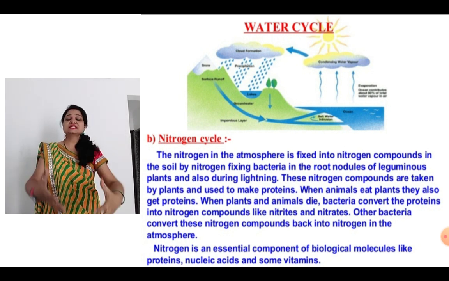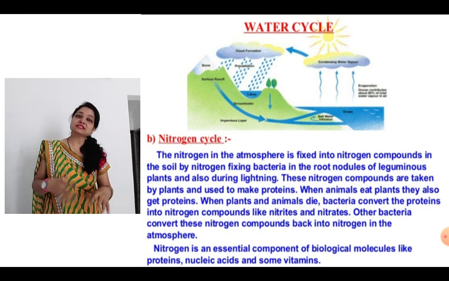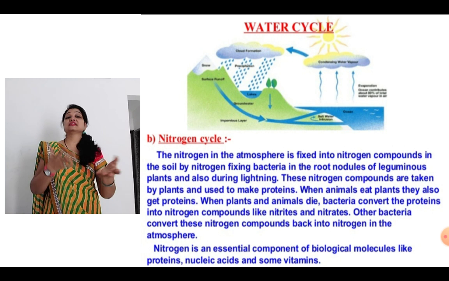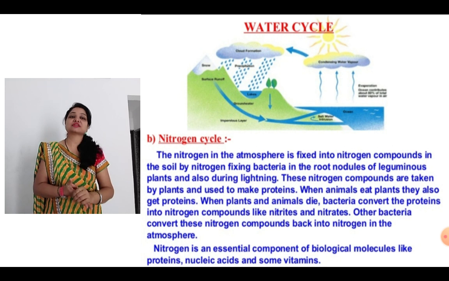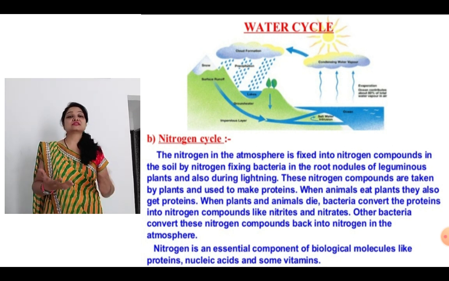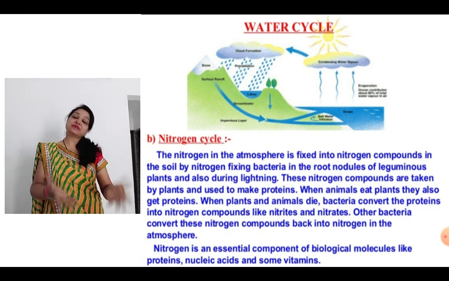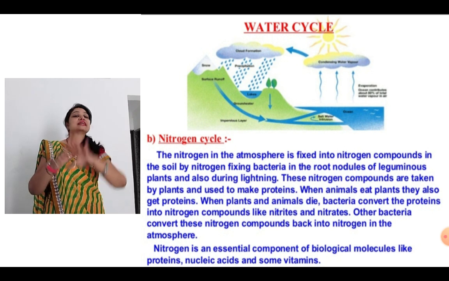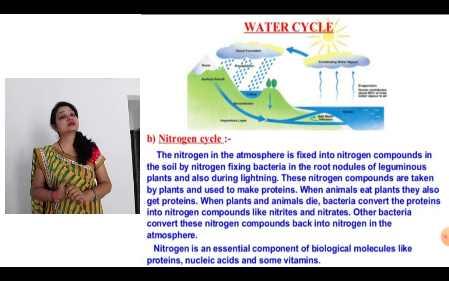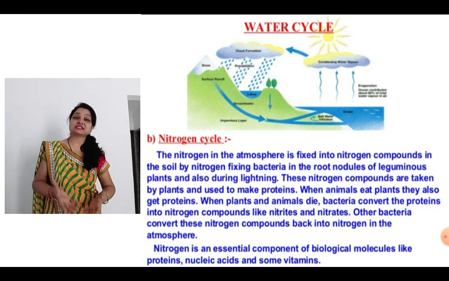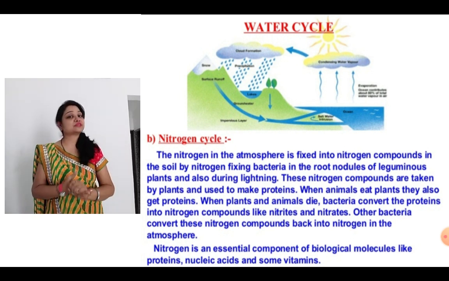Then these are taken up by plants and used to make proteins. When the animals eat these plants, they get the proteins and they convert the proteins into nitrogen compounds again, like nitrites and nitrates. You know the nitrogen compounds. Other bacteria also convert these nitrogen compounds back into the atmosphere when the animal dies. Like this, the nitrogen cycle continues, and nitrogen is an essential component of biological molecules like proteins, nucleic acids and some vitamins. So nitrogen is a very important part, and the cycle is very simple.